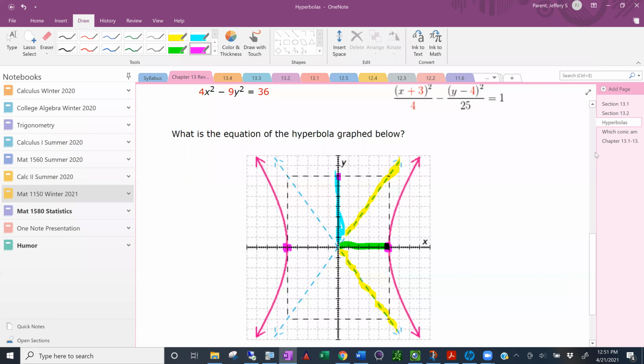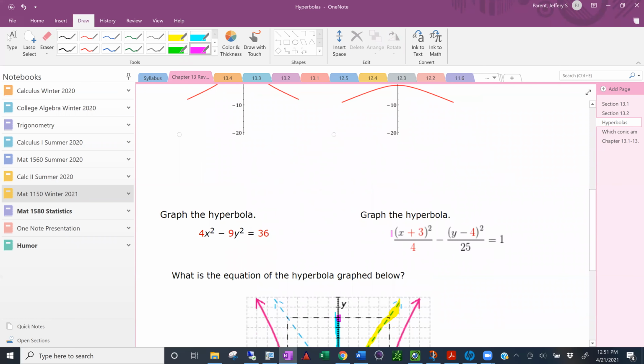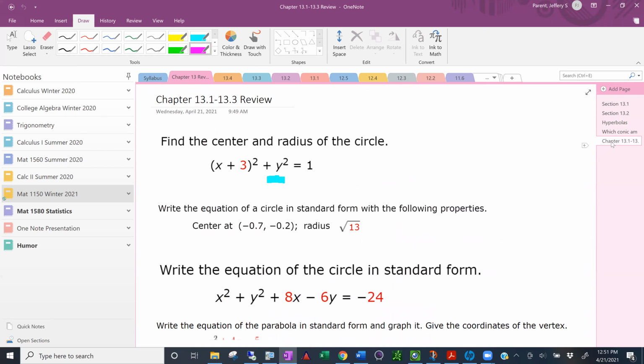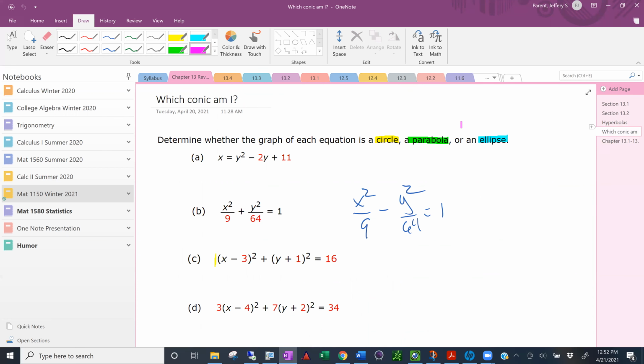We're kind of over time a little bit, so I'm going to cut things short. But in terms of graphing things, one big difference between this one and the previous one is that the center is at -3 and 4, and then you're going to start drawing your box from there. Let's finish it up with a look at some conic sections. In other words, which conic section am I?